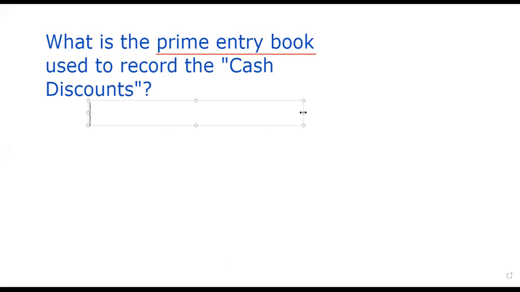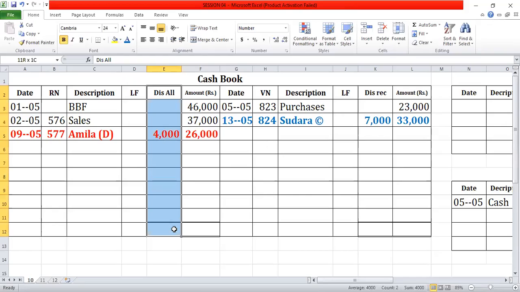The answer is nothing else but the cash book. When you watch the recorded session, the prime entry book which is used to record the cash discount is the cash book. You have discounts allowed this side, discounts received this side. So it's a prime entry book. Good.